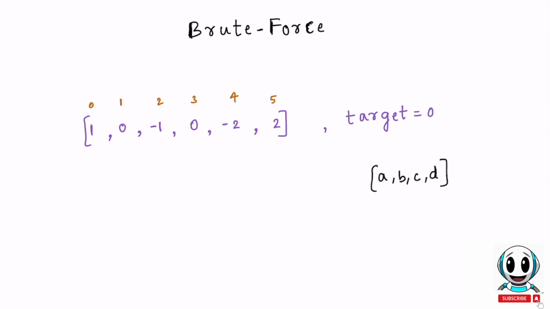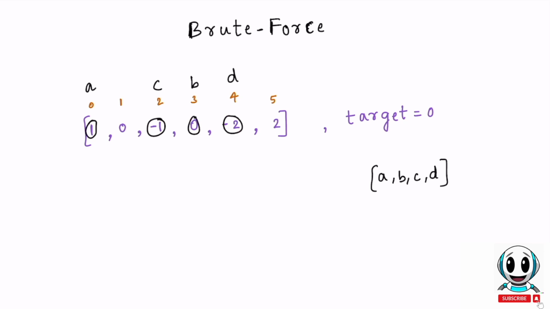Brute force way of solving this problem is to pick every possible index as index A. Let's say we pick this as A. Out of all the remaining indices, pick every possible index as B. Let's say we pick this as B. Again, out of all the remaining indices, pick every possible index as C. Let's say we pick this as C. Again, out of all the remaining indices, pick every possible index as D. Let's say we pick this as D. So these elements form the quadruplet.